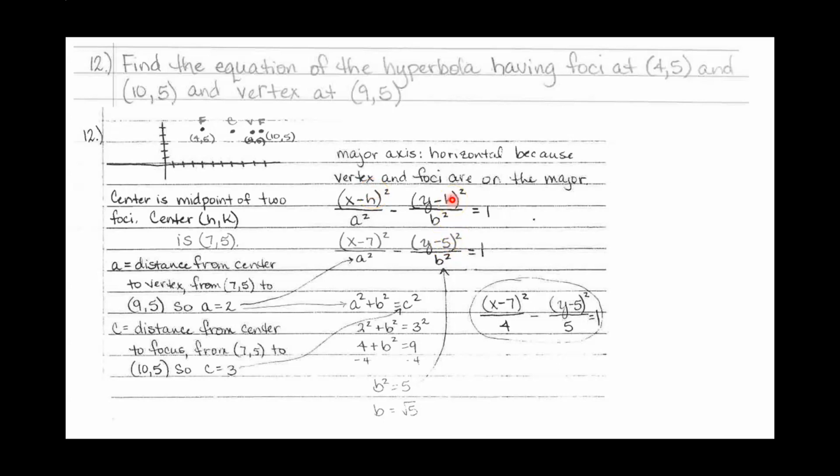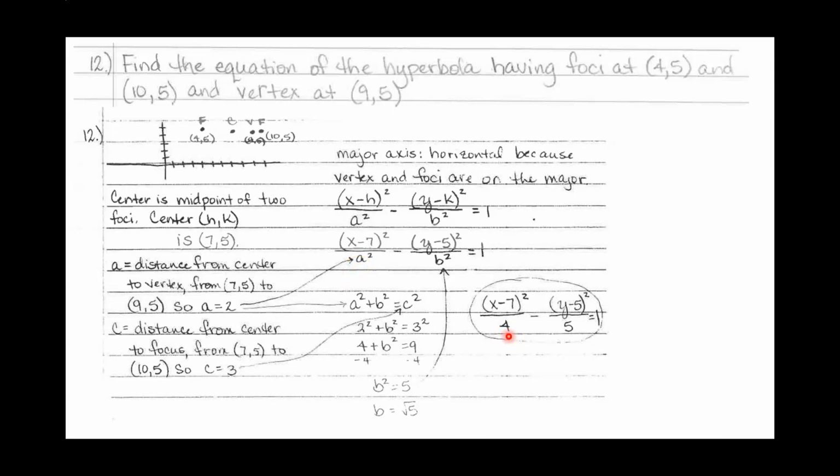Now we just need to find A and B. A is the distance from our center to our vertex. So we know that our center is at (7, 5) and our vertex is at (9, 5). So the distance from (7, 5) to (9, 5) is just going to be 2. So A will be 2. So let's put 2 in the place of A, and that's going to give us 4 right there.